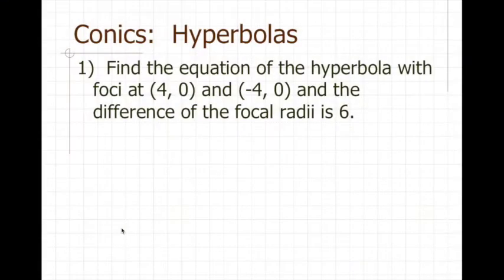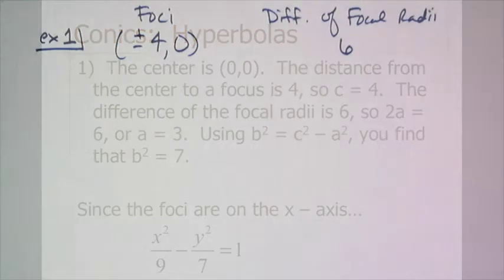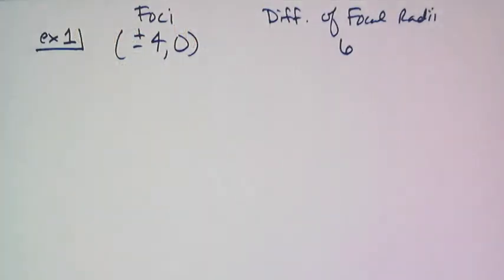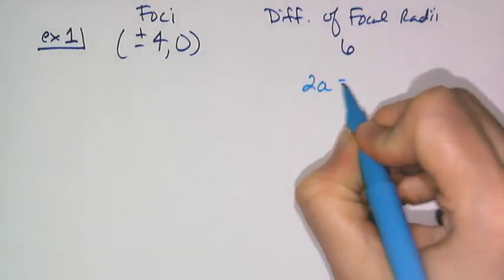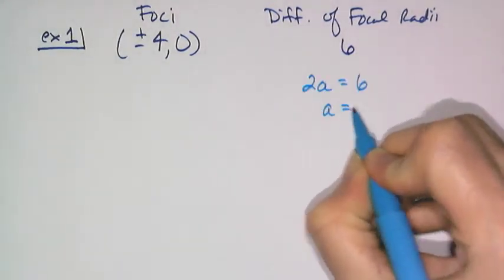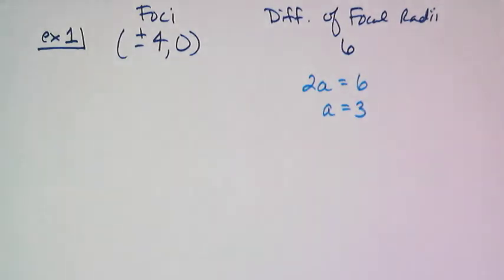Now let's do a couple of examples. Not by definition though. So let's find the equation of the hyperbola with foci at (4, 0) and (-4, 0), and the difference of focal radii is 6. Now, if I remember from the information, the difference of the focal radii is twice the a value, which means that our a value is 3.